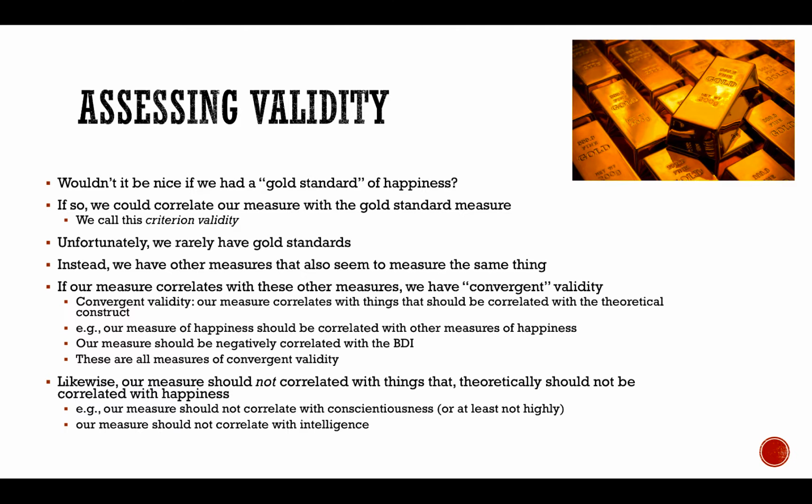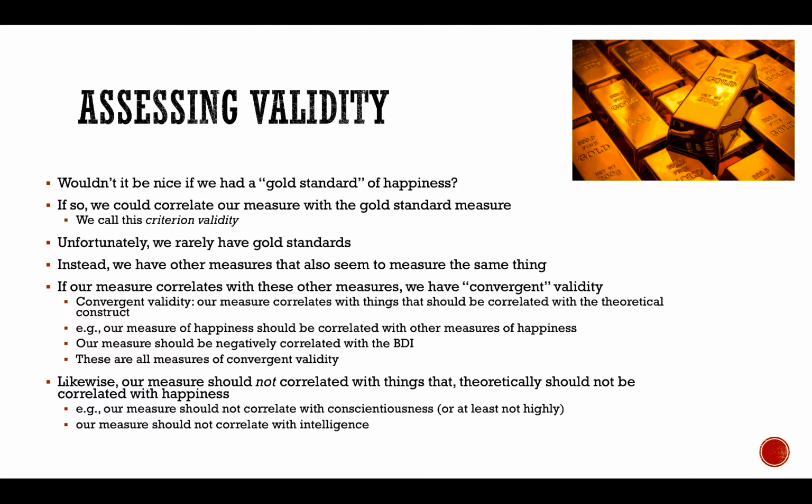Anyway, we usually don't have a gold standard. Instead, we have other things that seem to measure the same thing. And if our measure correlates with these other measures, we might have convergent validity. That's a different type of validity. Convergent validity means our measure correlates with things that should be correlated with a theoretical construct. For example, our measure of happiness should be correlated with other measures of happiness or measures of well-being. And likewise, our measure should be negatively correlated with the BDI, or Beck Depression Inventory.